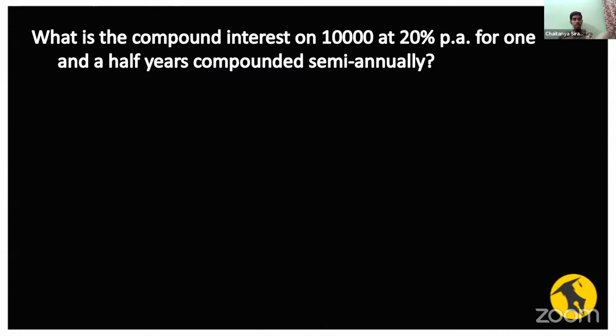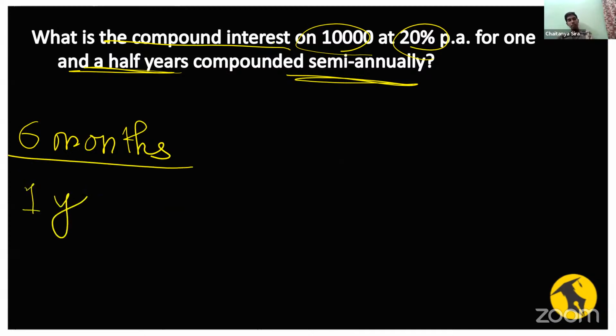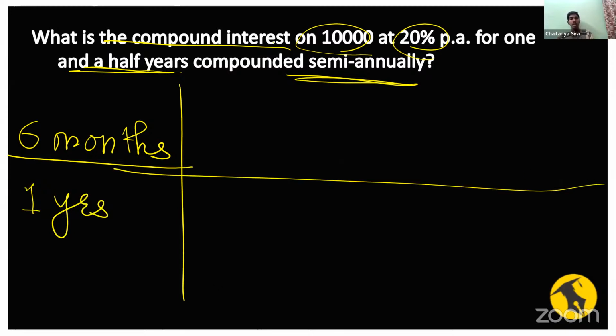What is compound interest on 10,000 at 20% for 1.5 years compounded semi-annually? Now, what is semi-annually? Semi-annually means for 6 months. That means you are given interest after every 6 months. So let's have a comparative look at both of these. I'll just keep the amount here. Let's say I start with 10%.